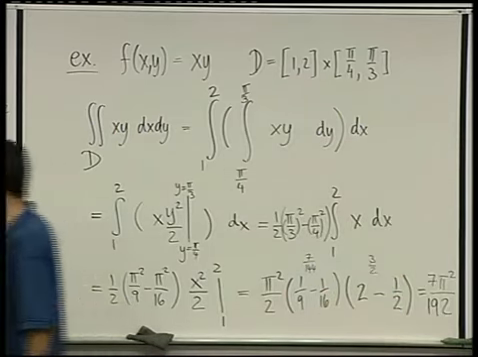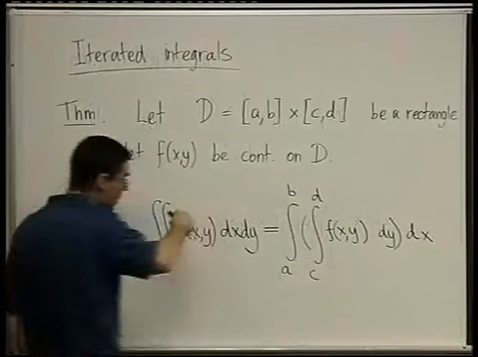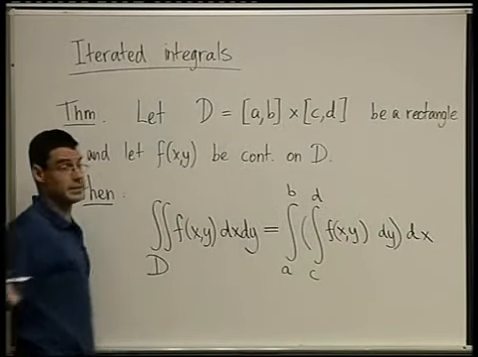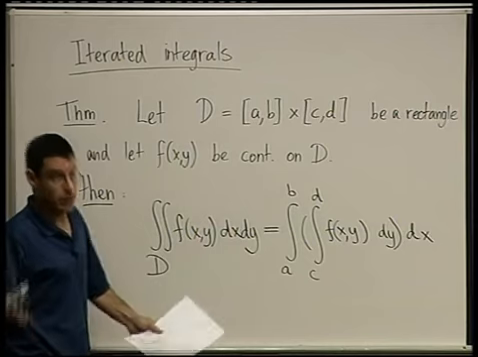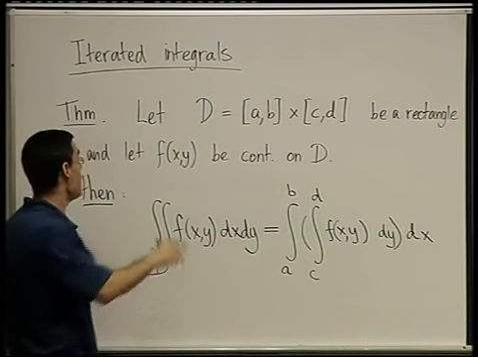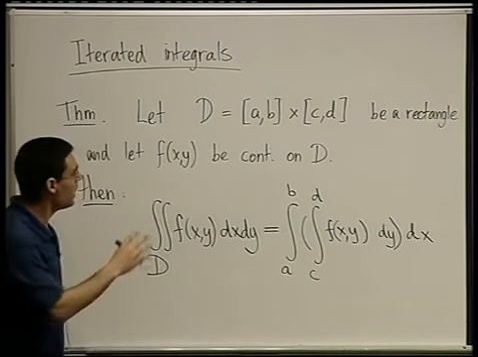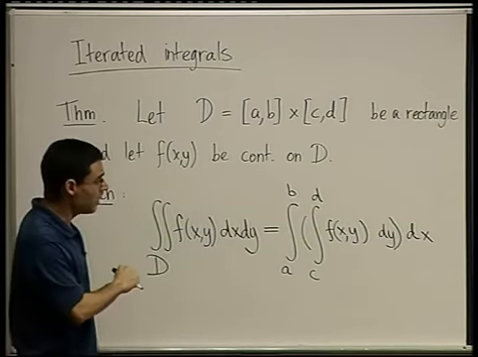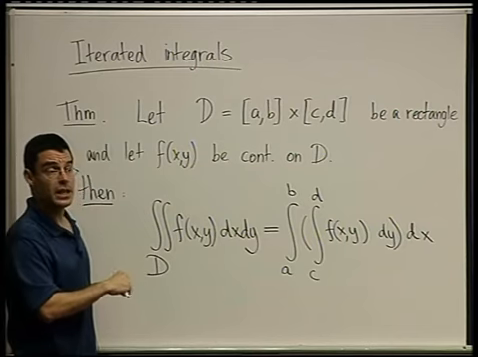Good? Everybody? Okay. So in the next clip, what I want to discuss is how to generalize this theorem. Okay, so this theorem was only good for very restrictive conditions. D has to be a rectangle. That's a big restriction. And F has to be continuous. Well, that's not too bad. Okay? And generalizing it, we're going to discuss that in the next clip.